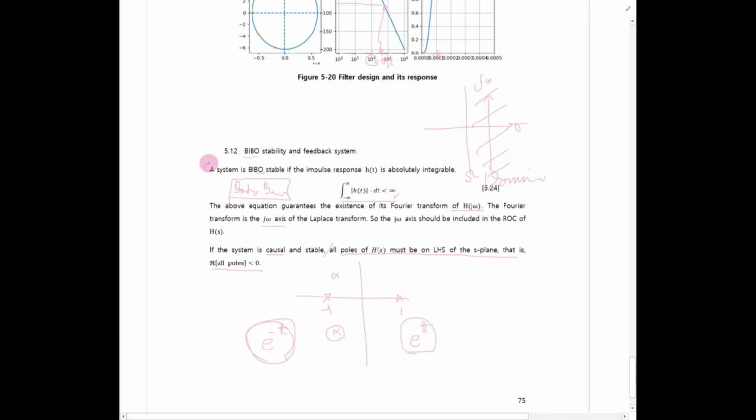So in this section, what is the meaning of bounded input, bounded output stability? The requirement is that the impulse response is absolutely integrable. That's the BIBO stability. Another expression for that condition can be given by the region of convergence. And also, if a system is causal and stable, then all poles of H(s) should be on the left-hand side. So that's all.